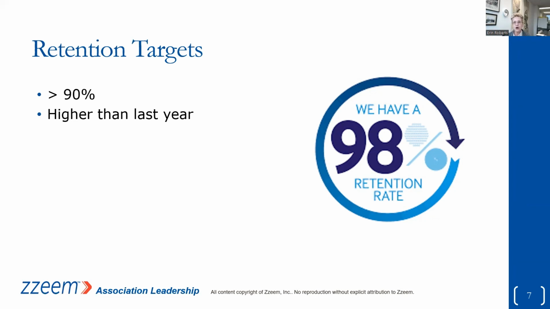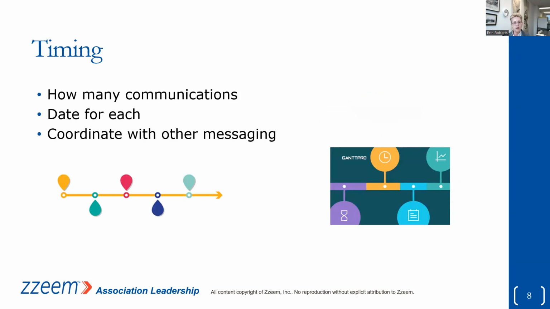Now, in addition to your targets, you also need to focus on timing. So think about how many communications you're going to be putting out. What is the nature of that communication? Is it a voicemail? Is it an email? What is the date on which that's going to happen? Regardless of whether you've got an association management system that you can automate for specific dates, you want to make sure that you've got hard deadlines to do things so that this is happening in a very fluid and well-planned manner.